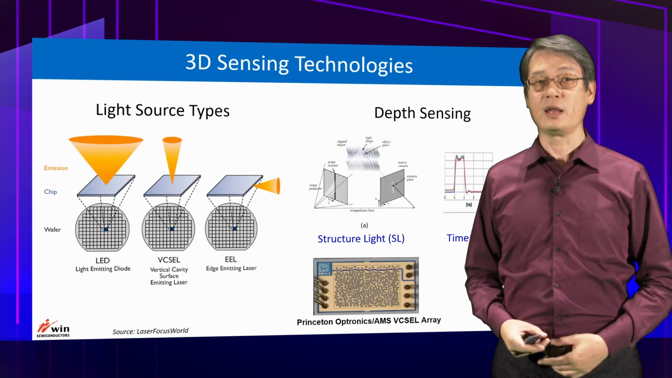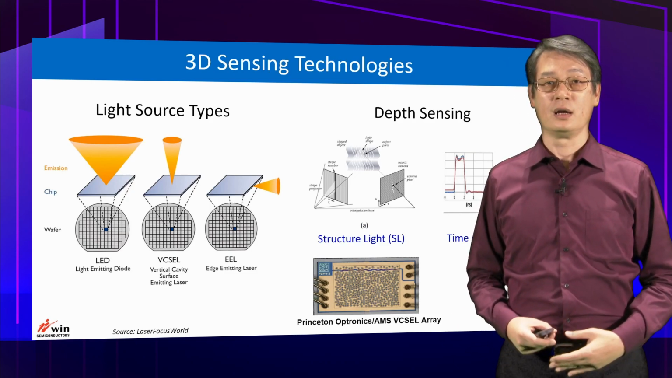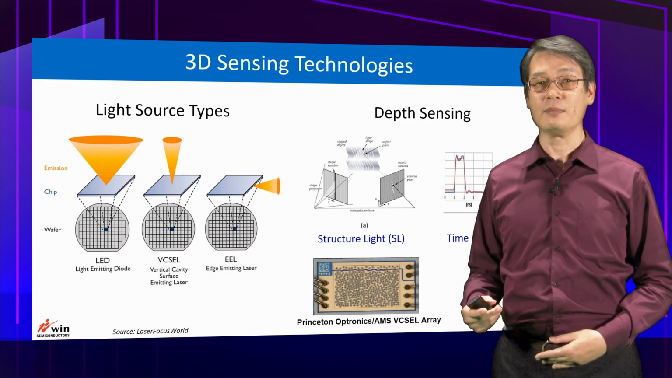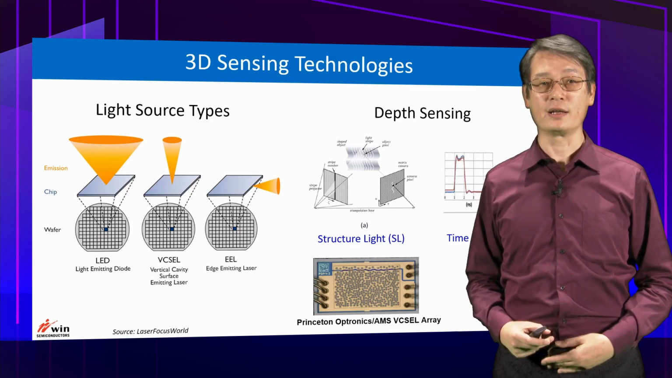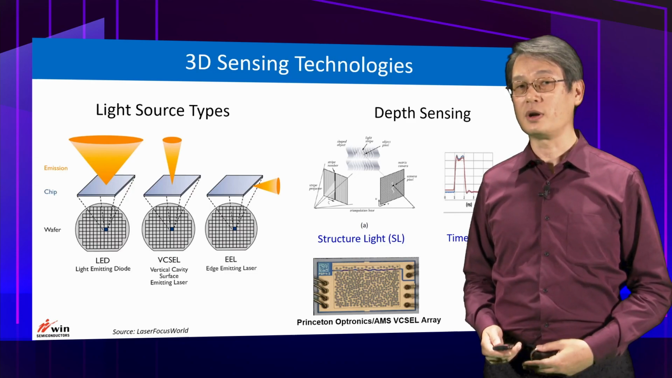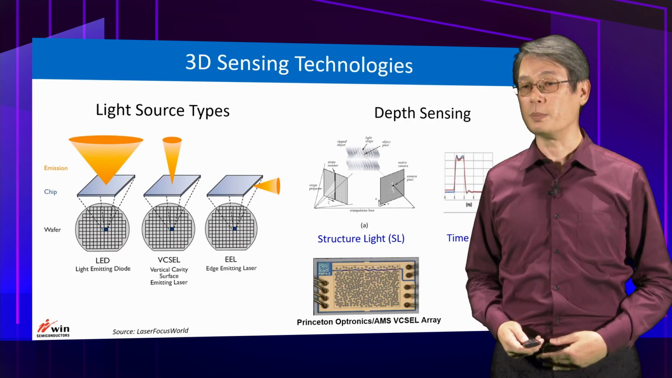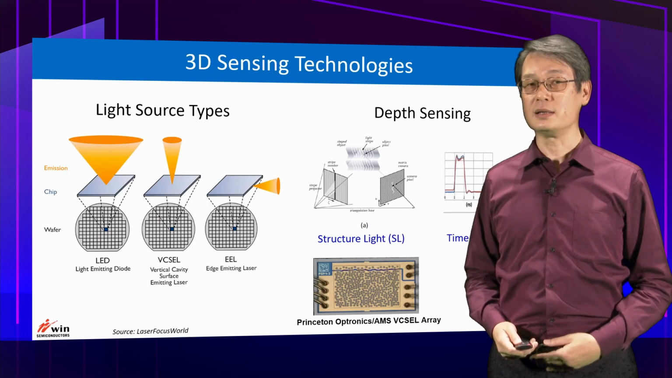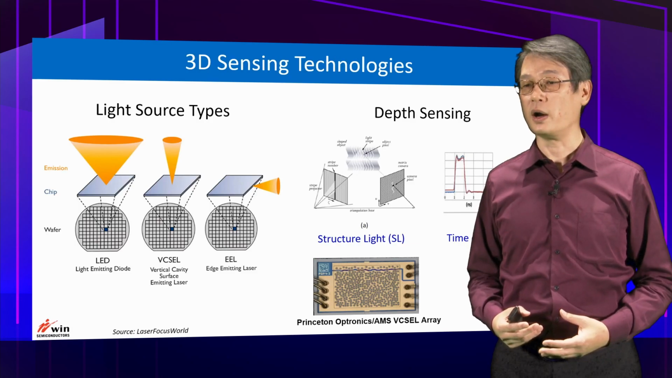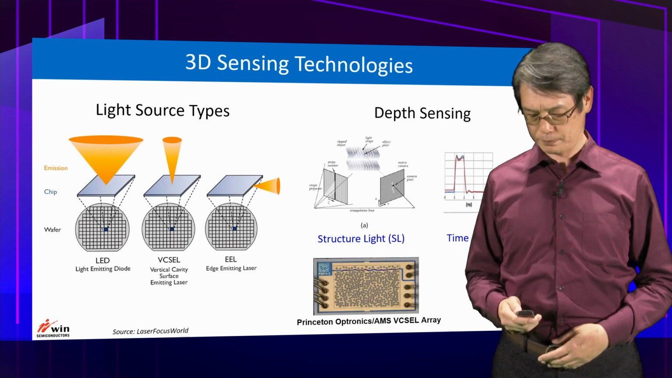There are two depth sensing methods, structured light and time of flight. Time of flight is more intuitive, measuring the flying time and the phase shift of reflected light to determine the distance. As to structured light, what it does is to project a predefined dot pattern onto the object. By measuring the pattern's distortion, and through complicated calculations, we are able to determine the object's 3D profile pretty accurately.